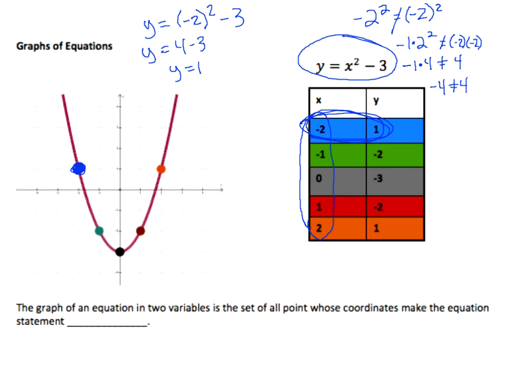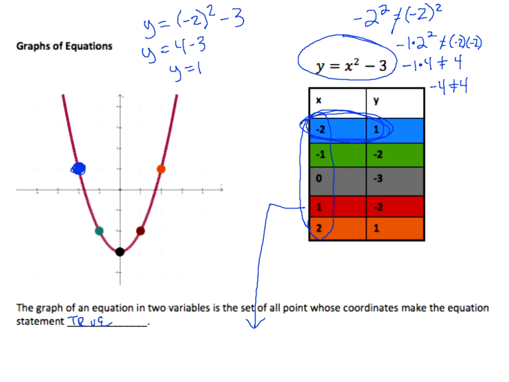So the graph of an equation in 2 variables is a set of all points whose coordinates make the statement true. I'll take a different point as an example of that statement there. Let's take the point 1, -2. If I plug in both the x and the y value there, it's going to make my statement true, meaning it is a solution to the equation. If it's a solution to the equation, it is a point on the graph of the function, and vice versa. If it's a point on the function, it's a solution to the equation.